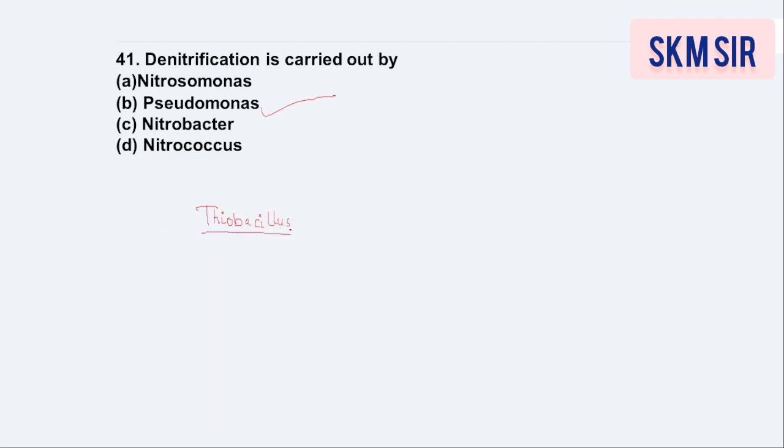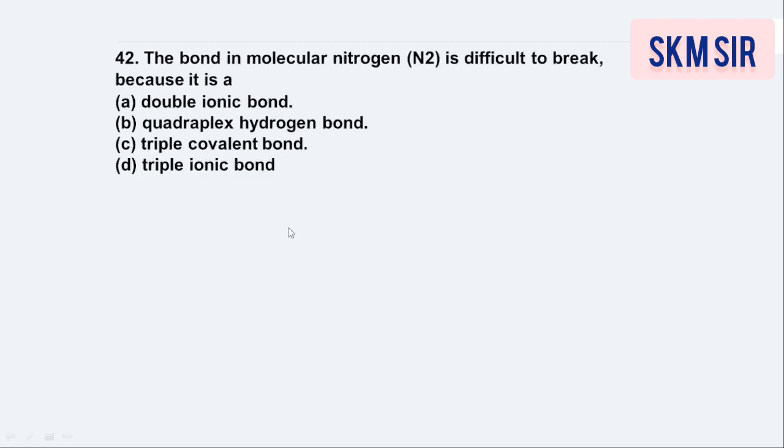Coming to the next question, dear students. The bond in molecular nitrogen is difficult to break because it is. This question seems like a chemistry one, right? It is not like the questions that usually come in biology. This is actually a bit of a chemistry type. No worry, we students have already studied a little bit of chemistry. So let's answer this question.